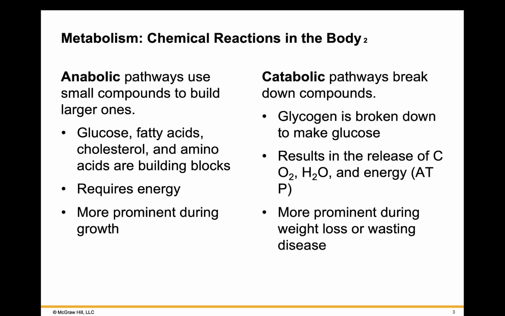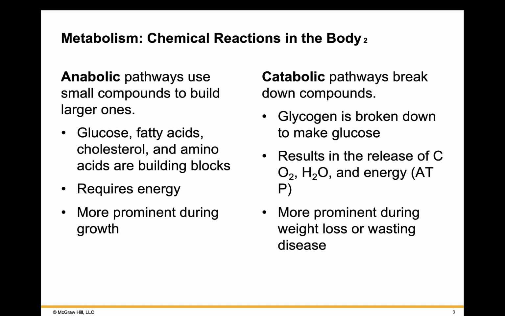Now, we can break down chemical reactions in two general categories, anabolic versus catabolic. Anabolic pathways are those that start off with small compounds or building blocks and build larger ones. So for example, glucose, fatty acids, cholesterol, and amino acids are the building blocks, and when combined will make larger biological molecules. Anabolic pathways require energy, and unsurprisingly, they are most prominent during stages of growth.